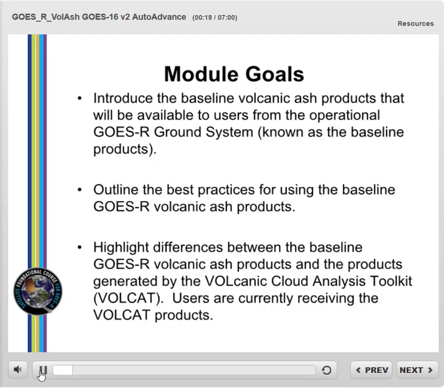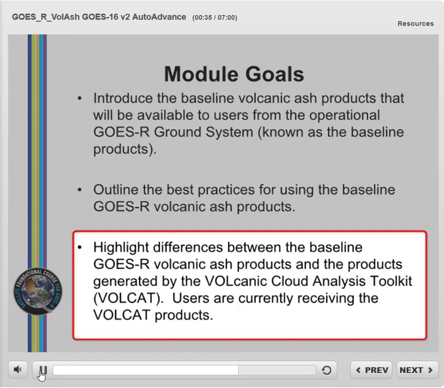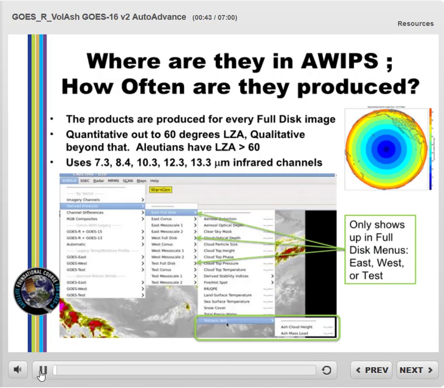This training will describe the baseline volcanic ash products that are available to users from the GOES-R ground system. These products are available in AWIPS. This module will also outline best practices for using the baseline GOES-R volcanic ash products and highlight differences between the baseline product and VOLCAT, the Volcanic Cloud Analysis Toolkit product that some users currently access.